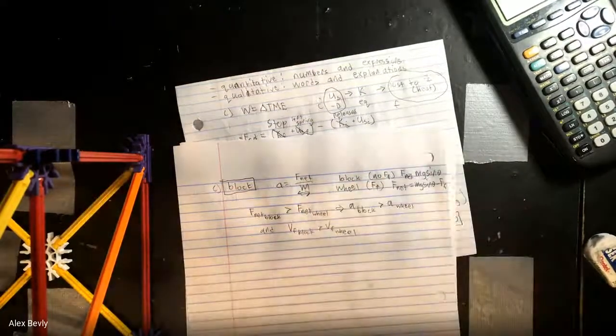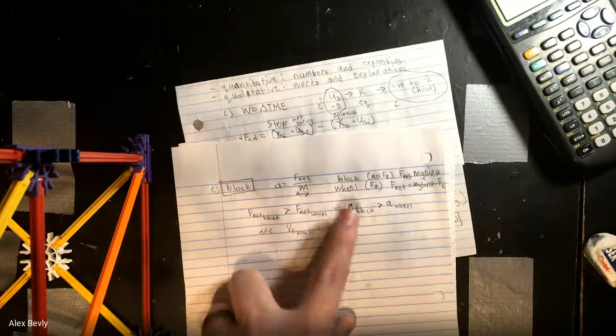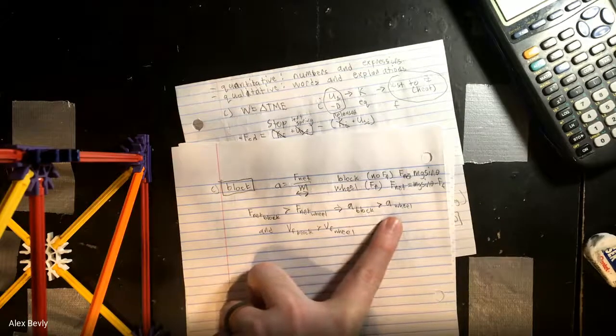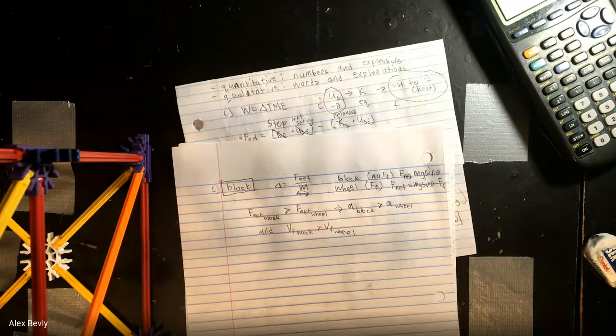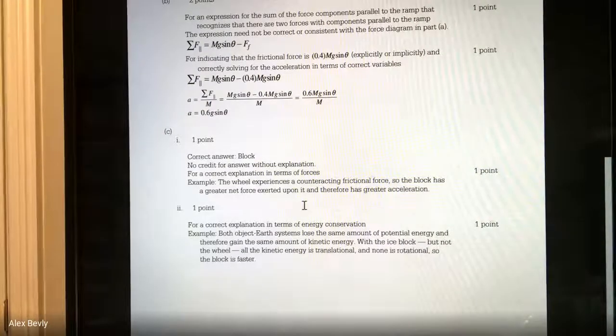To actually put those into sentences, I would say the block has a bigger net force than the wheel because the wheel has friction opposing it. That means the block accelerates at a greater rate than the wheel. So the block is going to be traveling at a greater speed at the bottom of the ramp. And of course, you only get 1 point. No credit without explanation, so if you just get the answer, no credit. The wheel experiences a counteracting frictional force, so the block has a greater net force and greater acceleration.